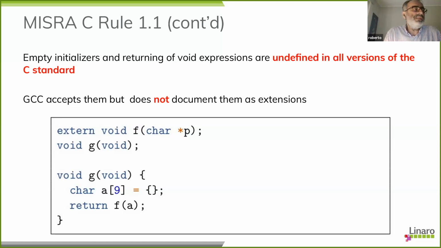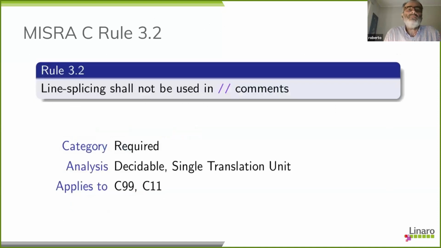Okay, so this is why you cannot trust the compiler. You need a tool that is specially engineered in order to flag all the violations of the C standard.